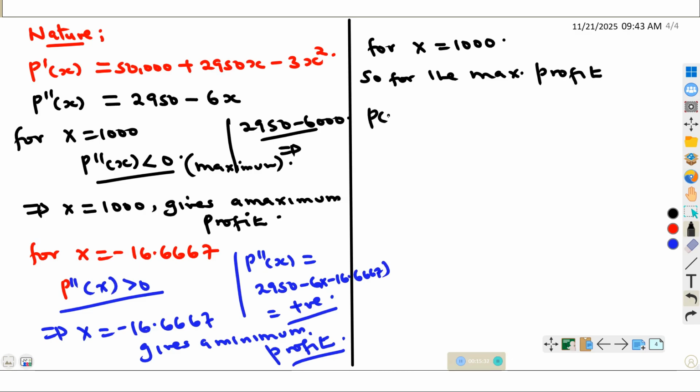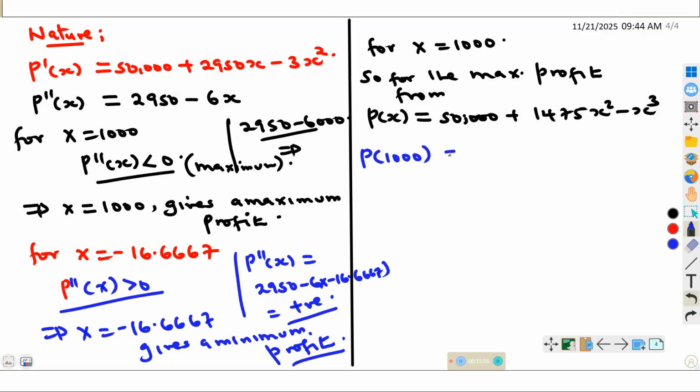For the maximum profit, we shall look at p of x, which was 50,000 x plus 1475 x squared minus x to power 3. So we shall substitute x equal to 1,000. So p of 1,000 will be the same as 50,000 times 1,000, plus 1475 times 1,000 squared, minus 1,000 to power 3.